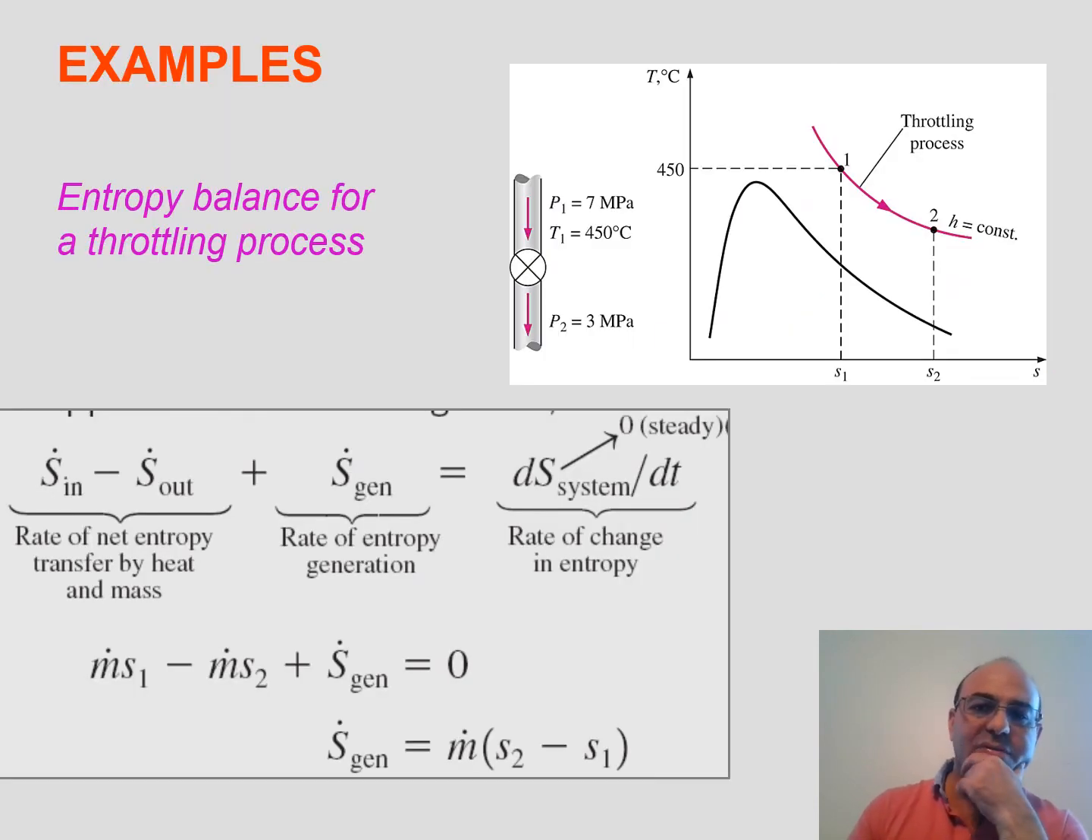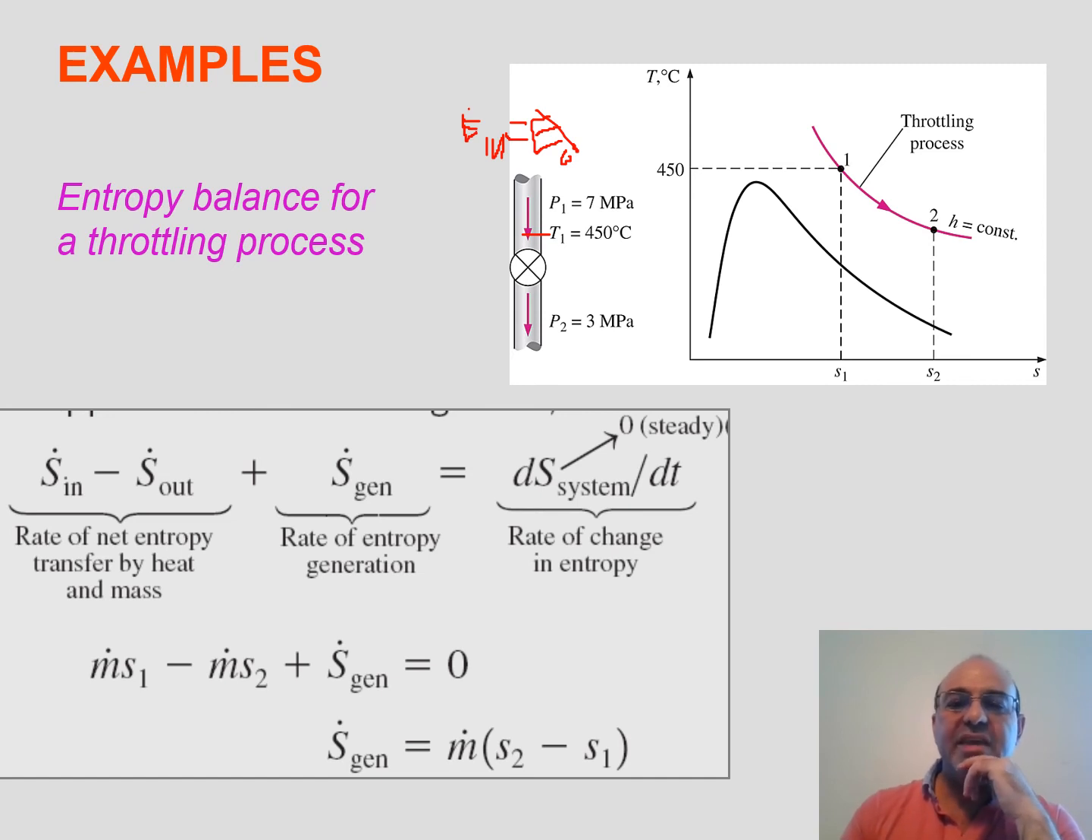So some examples. Entropy balance for a throttling process, like a throttling valve or capillary tubes, where pressure drops significantly. We will show it on a TS diagram. From the energy balance or first law, you remember this process. So if you want to write the first law, E dot in is equal to E dot out.